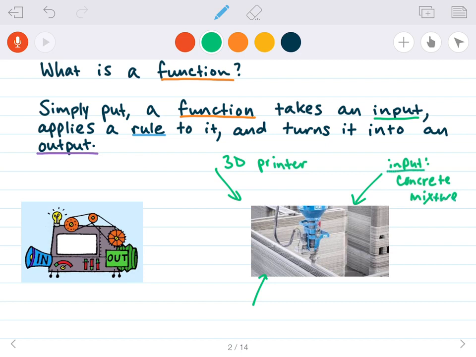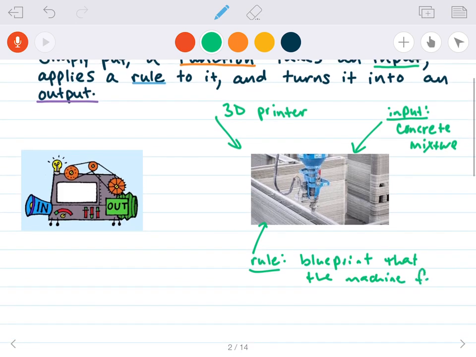So what is the rule? Well, the rule is the blueprint that the printer follows to make the house. And finally, we have an output. The final product is going to be the 3D printed house.